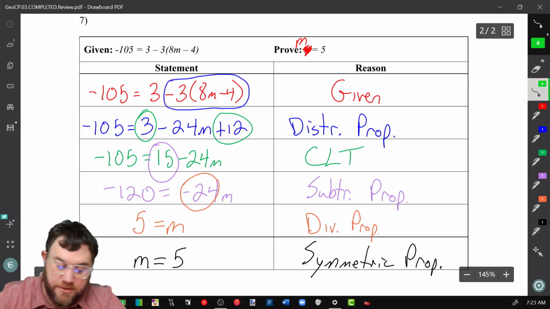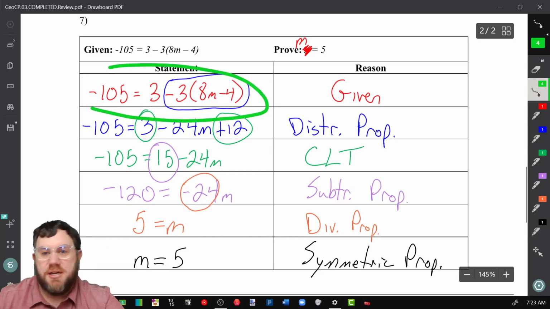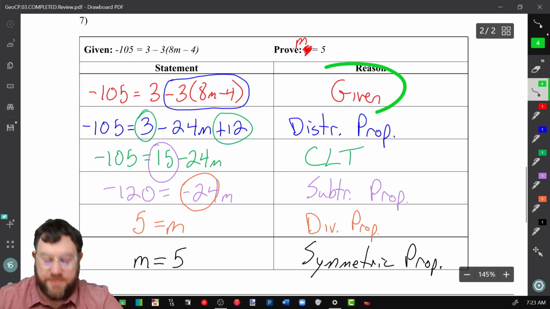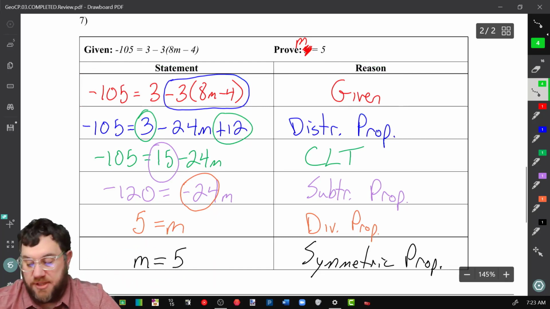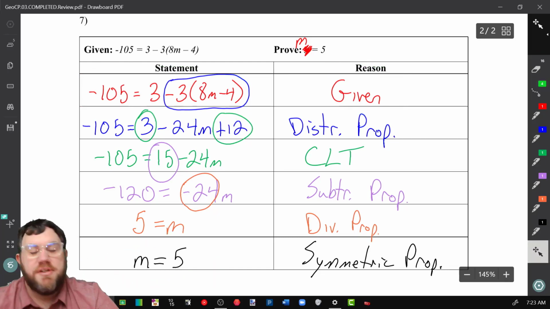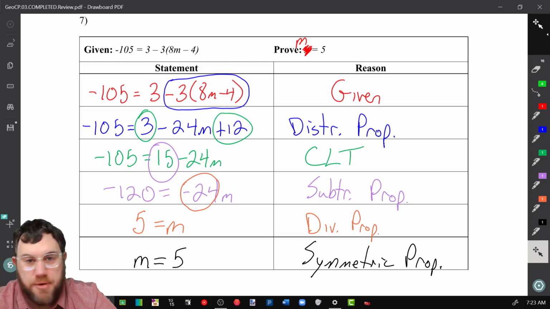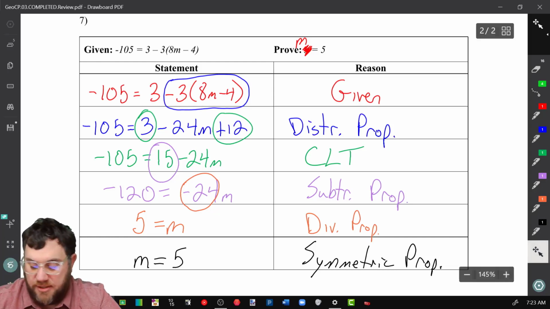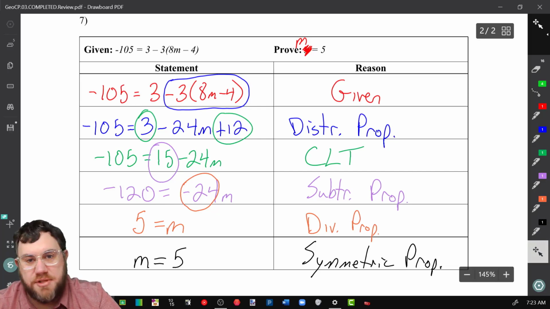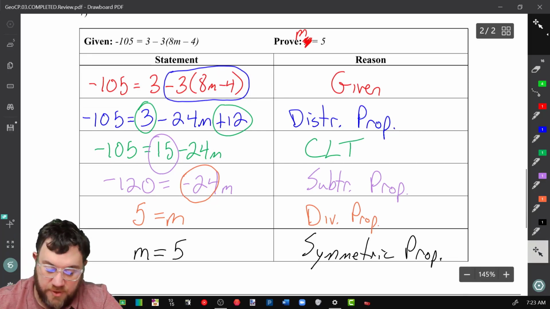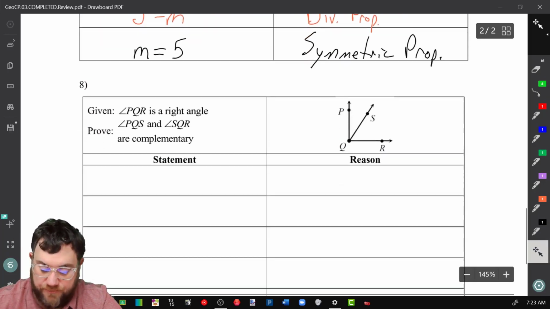And again, there is no excuse not to have this box filled in, and this box filled in. That's not to say you fill those three in and then don't try the rest of it, but you should at the very least have those three correct, whether it's algebra or geometry.